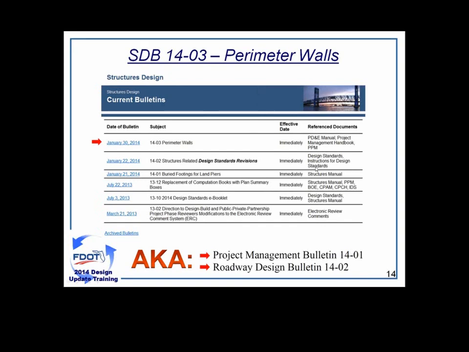All right, there was a joint bulletin released, and it's Structures Design Bulletin 1403, also known as Project Management Bulletin 1401 and Roadway Design Bulletin 1402. This bulletin implements the usage and design policy for perimeter walls, whereas the 1402 bulletin just released the index for the perimeter walls along with some other indexes we'll get to.